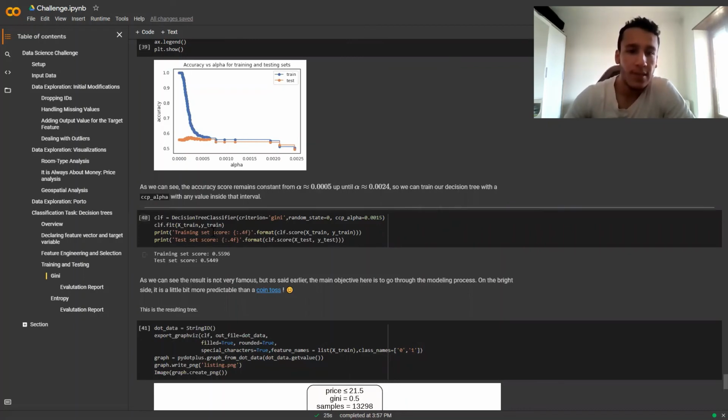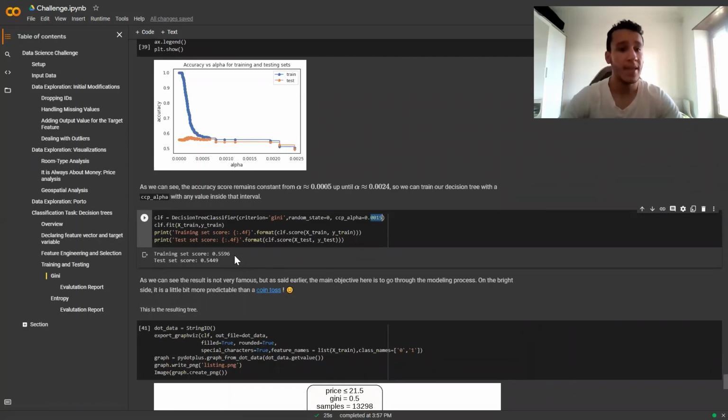And at 0.0015, we have our training set score 0.55 and our test score 0.54. They're really close, so the tree is not overfitted. They are coherent, and it's not very much better than a coin toss. But once again, the objective is the methodology and the spirit behind it, not really the result for now.